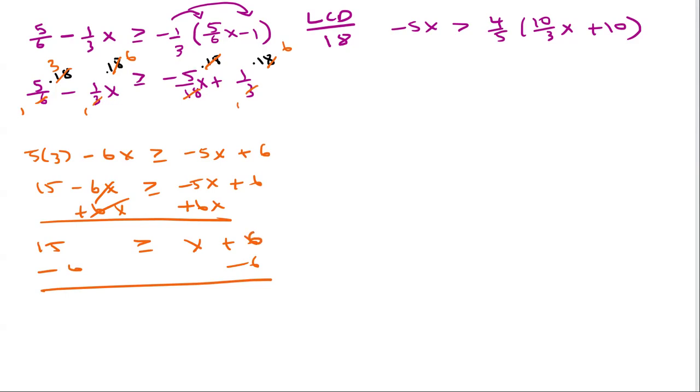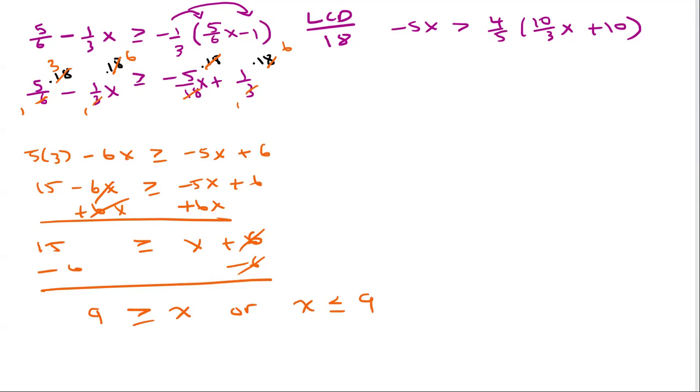So that cancels. Then 15 minus 6 is going to give us 9. So 9 is greater than or equal to x, or I can rewrite it as x is less than or equal to 9. Okay, that's again saying the same thing.